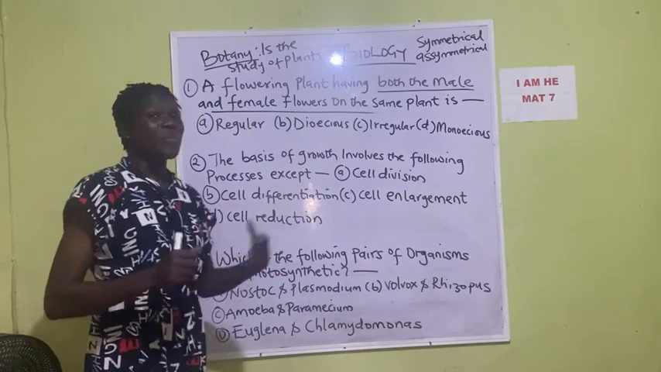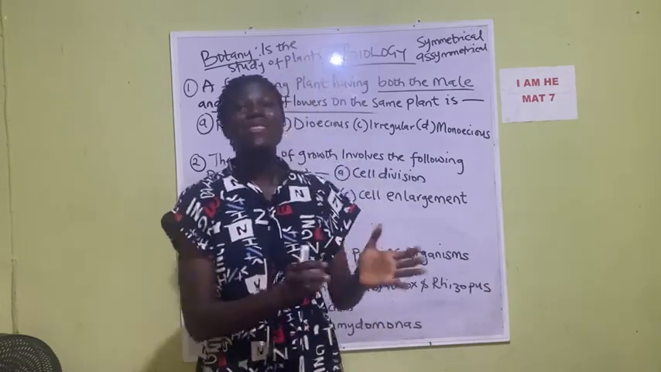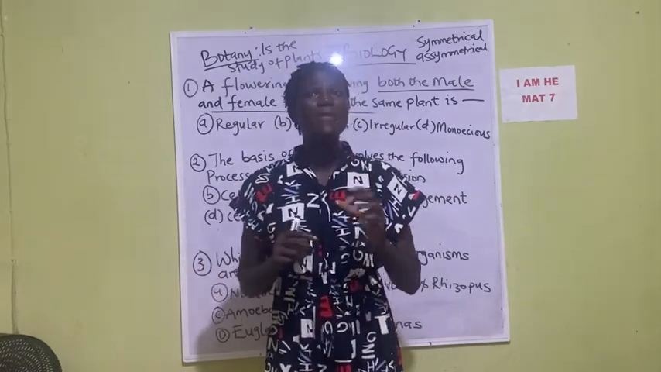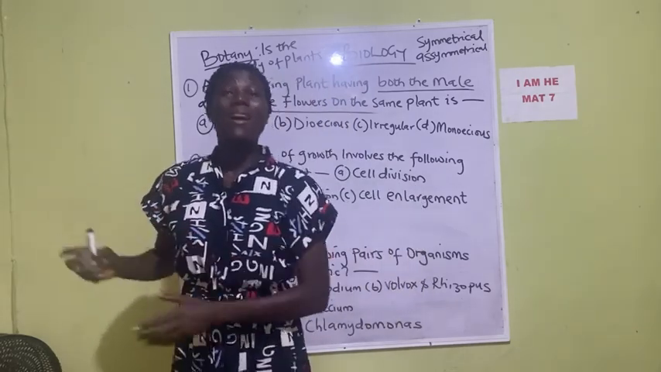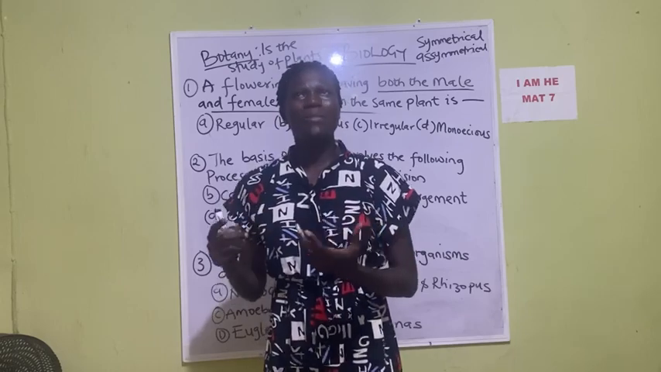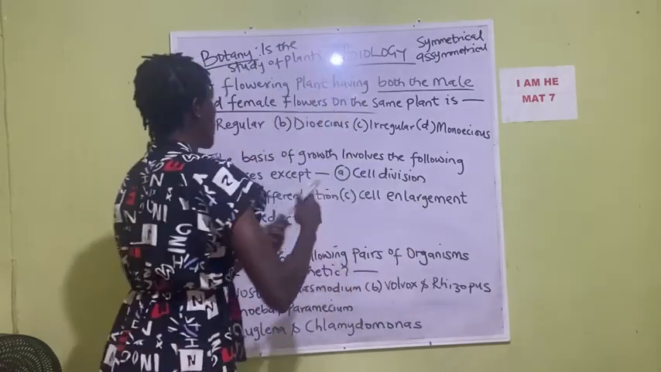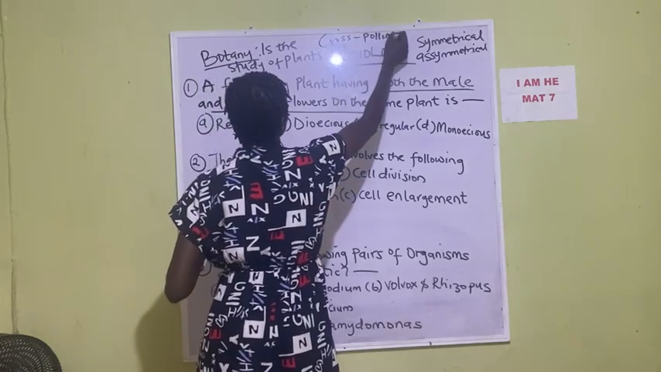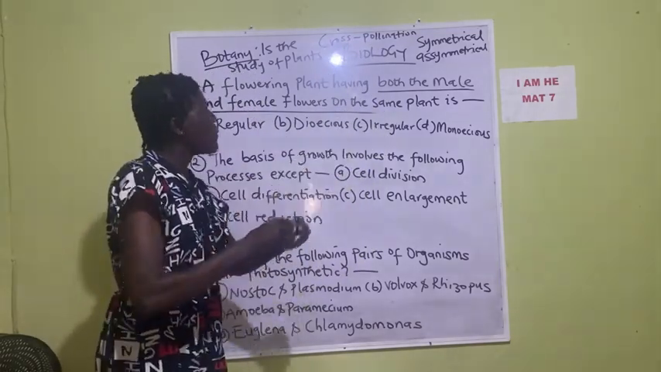Now, what is dioecious? Dioecious simply means a plant having what? A male flower separately and a female flower separately. For instance, on flower A you have the male flower, then on flower B you have the female flower. Now, in dioecious plants, cross pollination takes place. So cross pollination can be exhibited in dioecious plants, whereas monoecious means what?